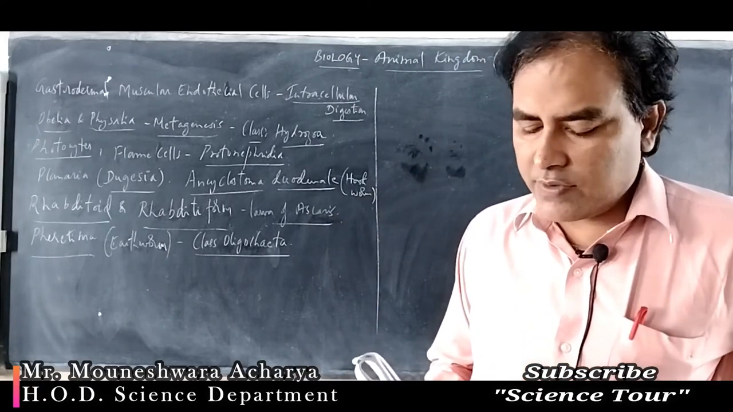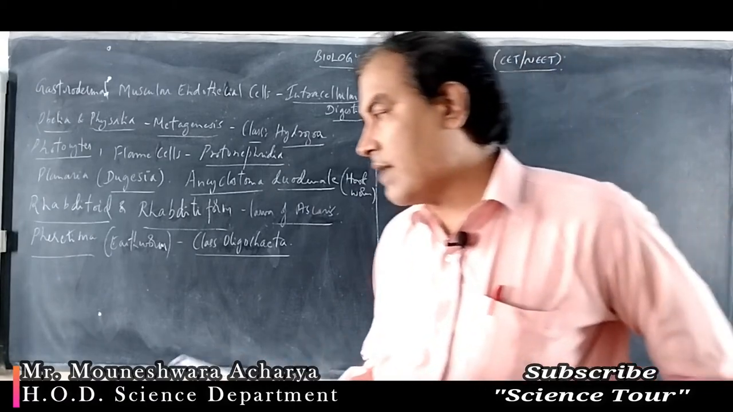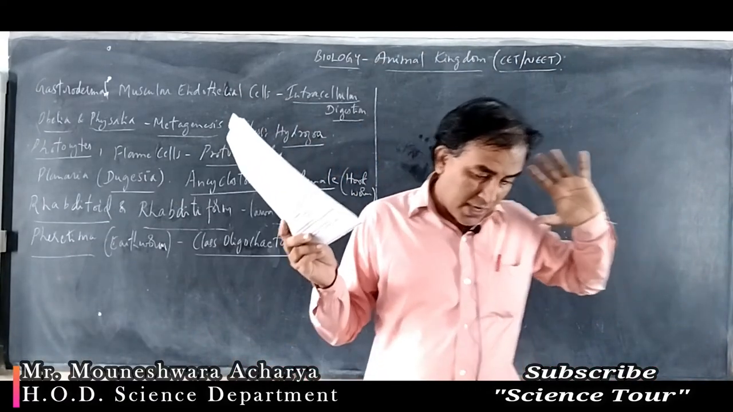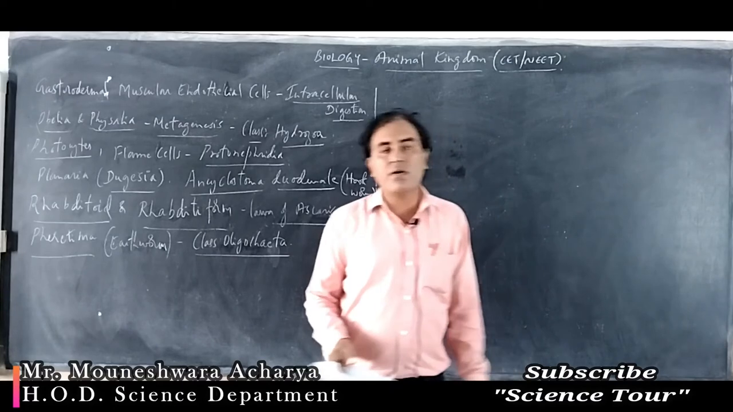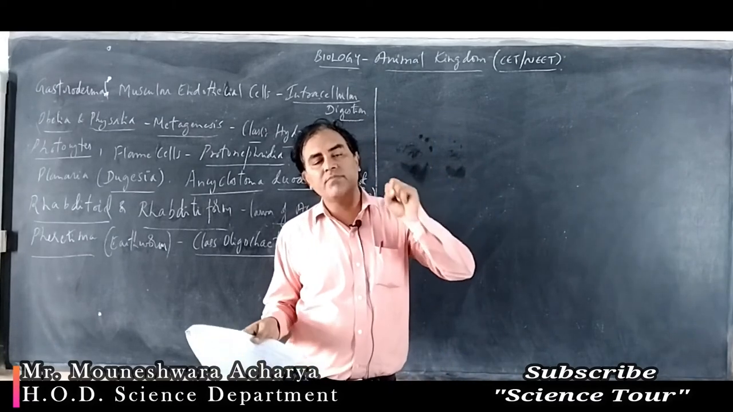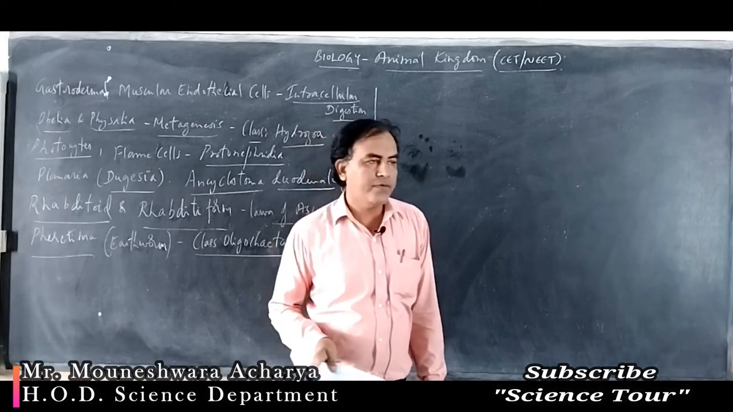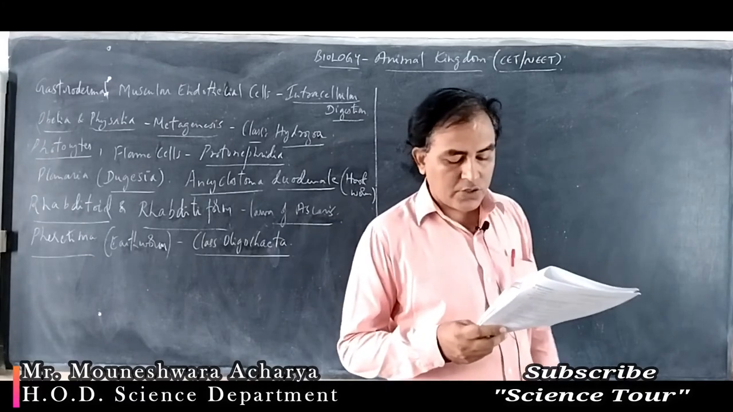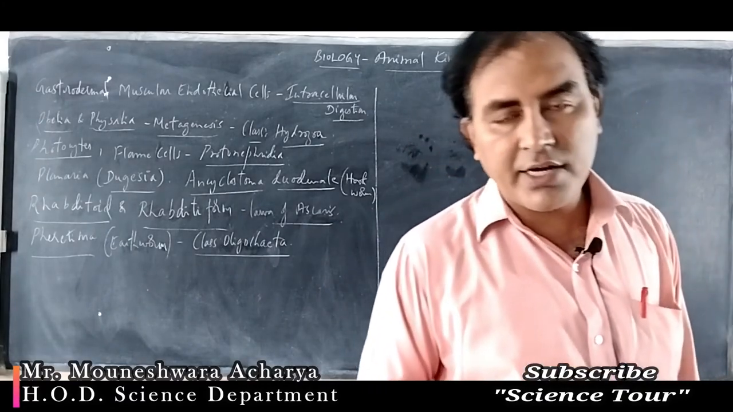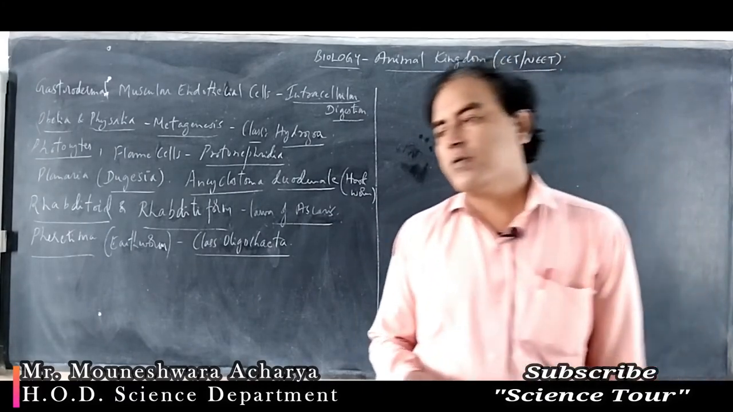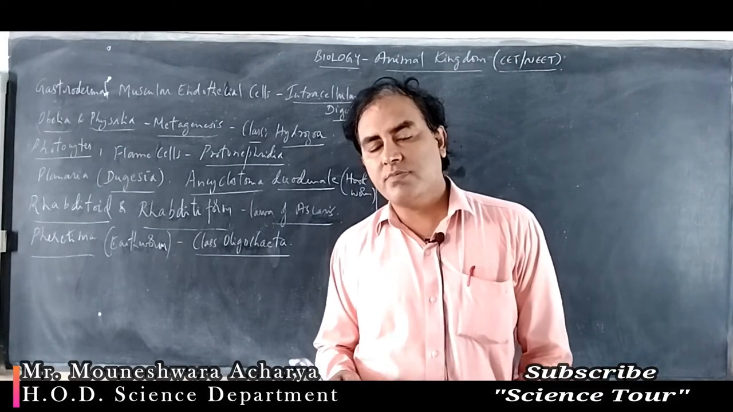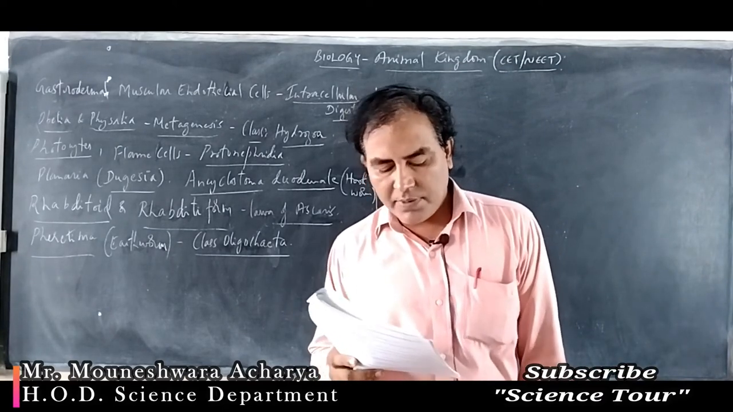So mollusks have an unsegmented body covered by a protective covering called shell, and this shell is made up of the chemical calcium carbonate. Shell is made up of calcium carbonate. So body of mollusk is normally divided into head, then visceral mass, as well as muscular foot. Okay, coming to question number 41.